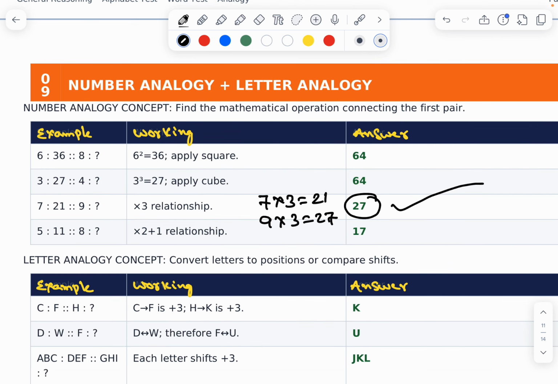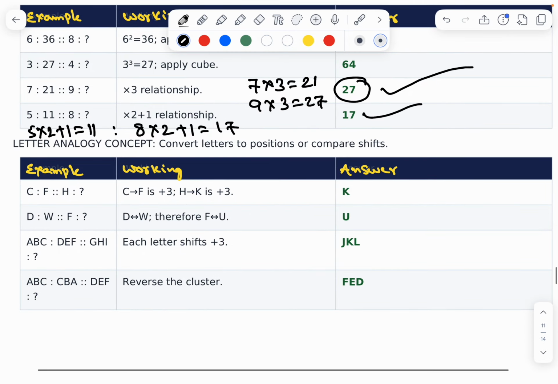Okay. Next. 5, 11 and 8, 11. Sorry, 8. What is the answer? Simple. There are many more types. It depends upon the answer also. Suppose 5 into 2 plus 1, that is equal to 11. Second option, 8 into 2 plus 1, 16 plus 1, 17. This is the answer. Next.